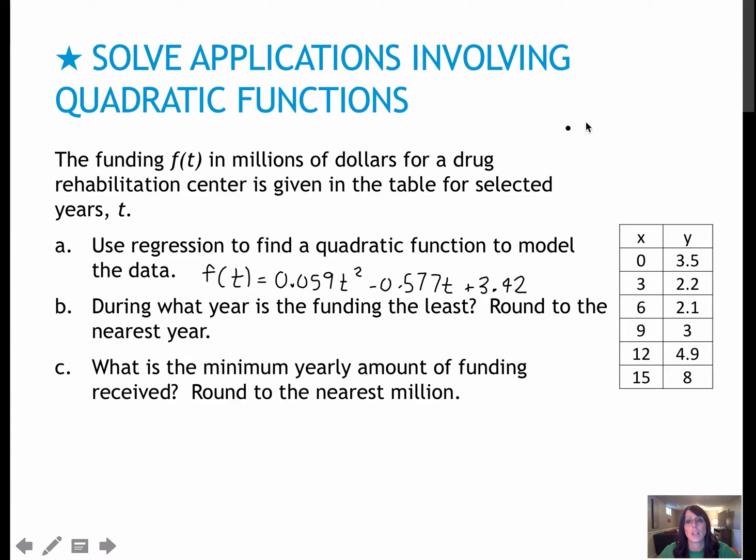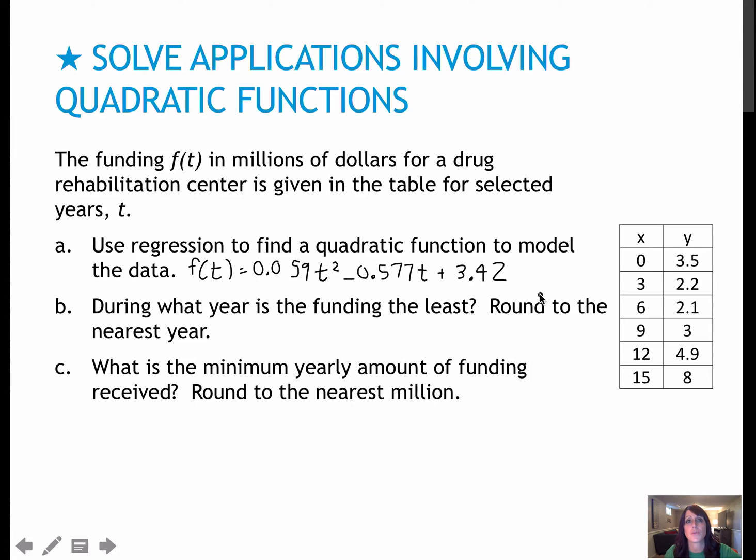So notice, again, when we graphed this one, it made a nice parabola that's pointing upward. So if it's looking for that least value, that's going to be the vertex. Usually when they're asking for least or greatest, that's the vertex. So I'm going to find the x value, because that's the year. T is years. So I'm going to find the x value, which is the opposite of b over 2a, and do the math in my calculator.